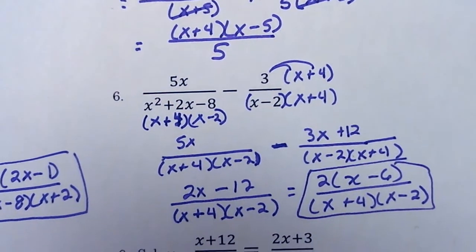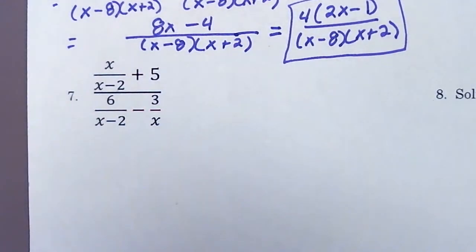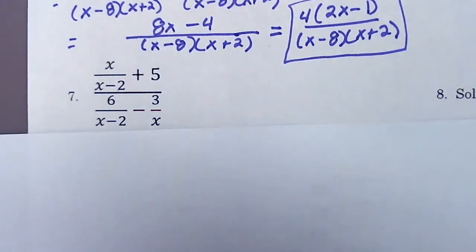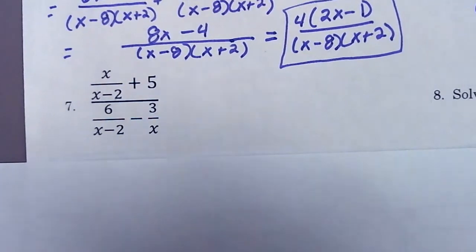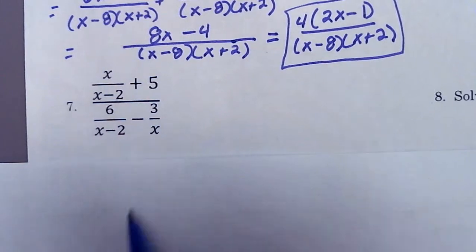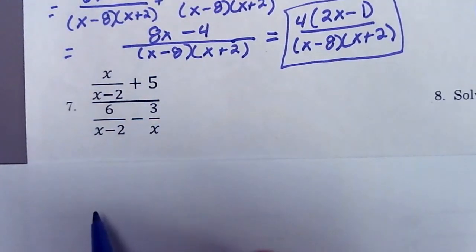All right, number 7. That might take a little bit more room than I have here. Grab an extra piece of paper. All right. What we're going to do with this, it's a complex fraction. It's got fractions in the numerator and fractions in the denominator. So fractions in fractions make them complex fractions.